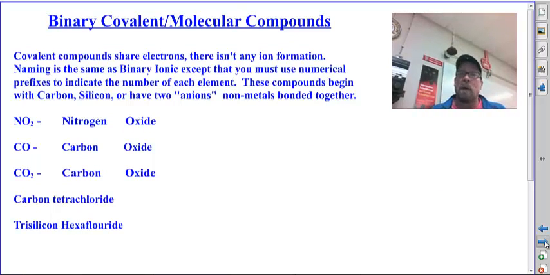You use the term molecule when you're talking about things that are covalently shared. Covalent compounds share electrons. There isn't any ion formation, so the naming is the same as binary ionic. And that's why we're going to talk about this and not really get into the whole organic chemistry carbon naming stuff, because that's just such a huge part of naming that it would take a lot of time that we don't really need to spend.